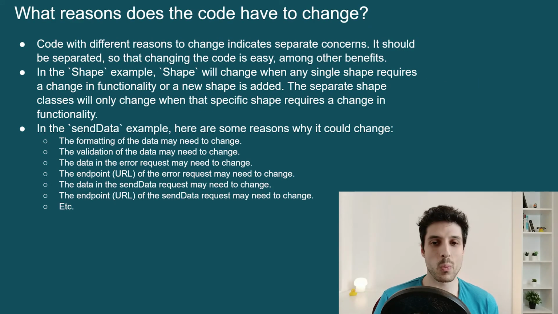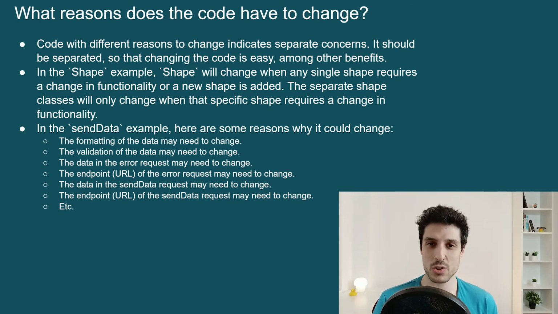Okay, next. What reasons does the code have to change? Basically, different reasons to change indicate separate concerns, which, as we've already examined in this video, means that you should probably extract them for the benefits that small units provide, okay? So let's consider the examples we had in this video. The shape example: what reasons does it have to change? It's got quite a few. Anytime any of the individual shapes need to change, for whatever reason, shape also changes. So if you had 10 shapes, then that's 10 reasons to change anytime that shape needs changing. And additionally, if you want to add a new shape, again, that class needs to change.